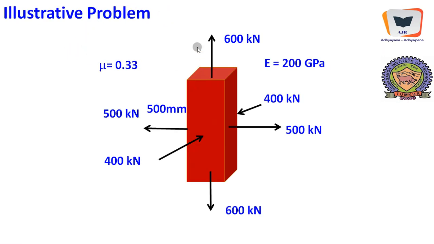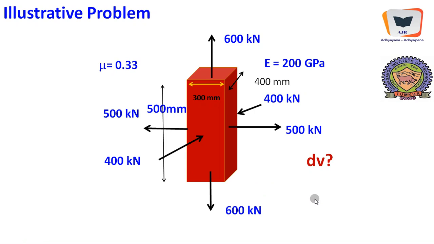So we will take an illustrative problem of an element, a rectangular element, which is subjected to stresses in three mutually perpendicular directions. E is given to us, and Poisson's ratio is given. This is for a better way of understanding how exactly the net strains could be calculated. And the thing is, we need to find the change in volume.